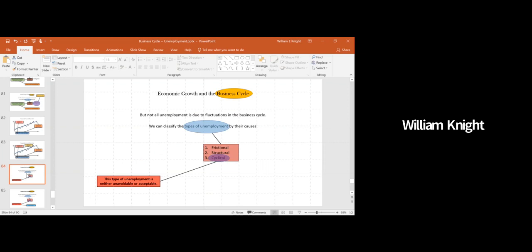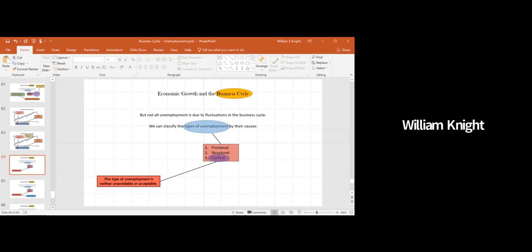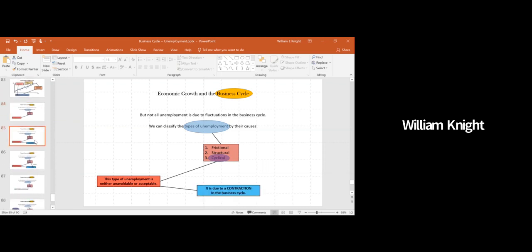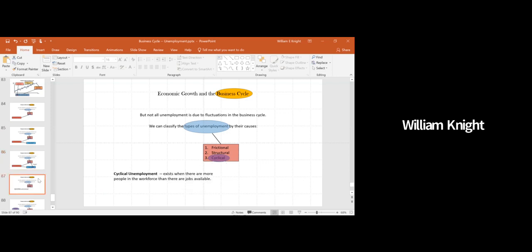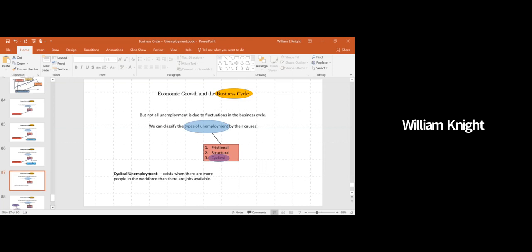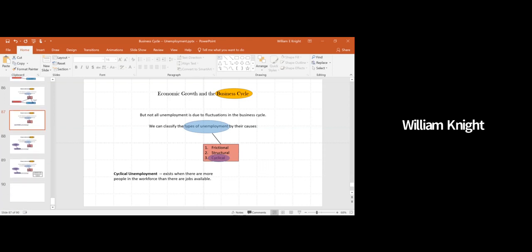Now, this type of unemployment is unacceptable. This is cyclical unemployment. And cyclical unemployment is due to problems with the economy. It's due to a contraction in the business cycle. That's when the business cycle is going down. An expansion is when the business cycle is going up. A contraction is when the business cycle is going down. And therefore, we call it cyclical unemployment because it relates to fluctuations in the business cycle. Cyclical unemployment exists when there are more people in the workforce than there are jobs available. Not enough jobs because there's not enough spending.